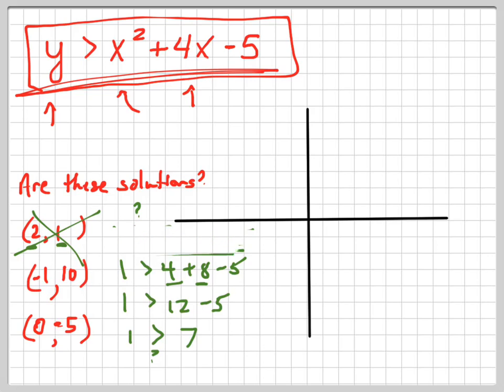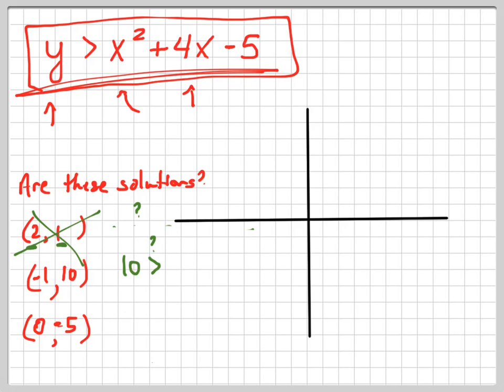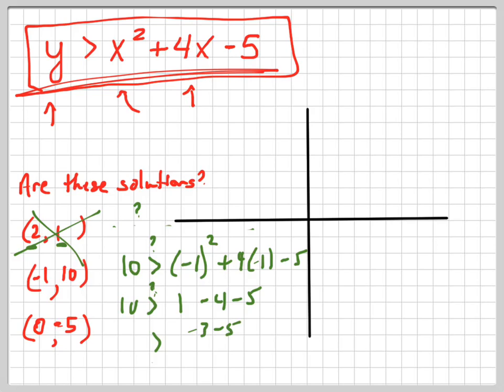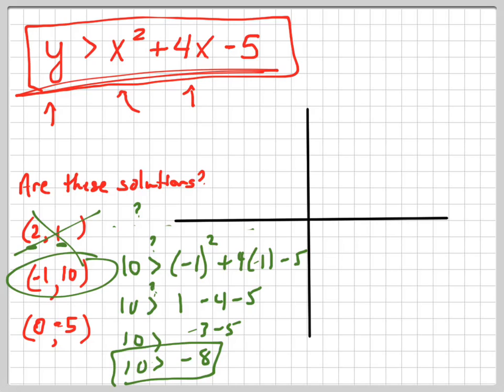Okay, let's try the next one. -1 for x, 10 for y. So I'm going to plug 10 in for y. I'm going to say greater than and put a question mark by it. Now be careful, put parentheses around it, because it's a negative and you're squaring a negative, plus 4 times -1 minus 5. Let's again do the order of operations. Is 10 greater than 1 minus 4 minus 5? 1 minus 4 is -3. -3 minus 5 is -8. Is 10 greater than -8? Is that a true statement? Yes, it is. So that is a solution. -1 comma 10 is a solution.